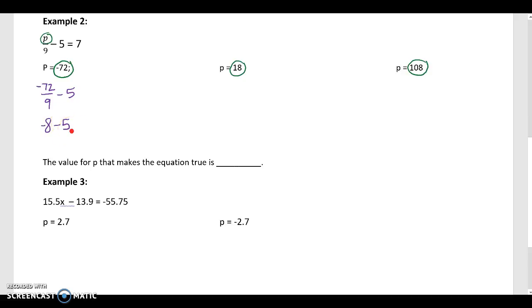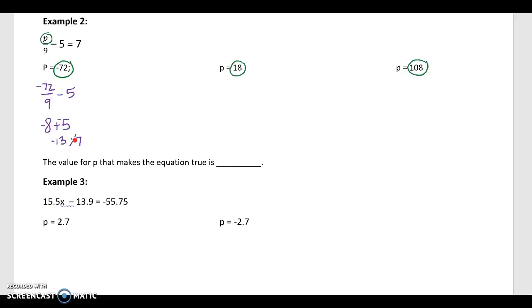Well, you can't do subtraction with negatives, so you have to add the opposite, right? Boom, boom. Same sign, add and keep. So 8 plus 5 is 13. Keep the sign, and we want to see, is that equal to 7? No. All right, let's try the next one.